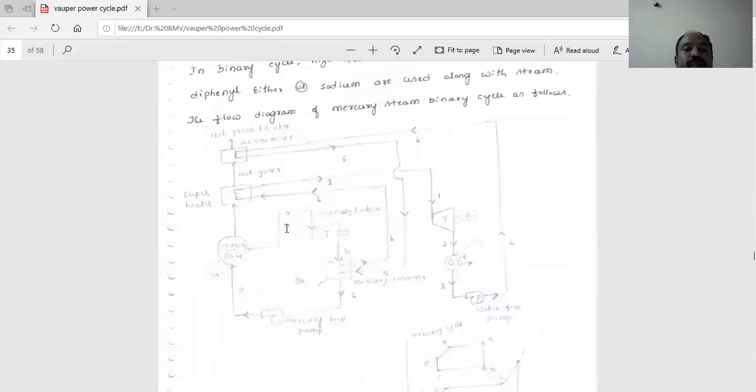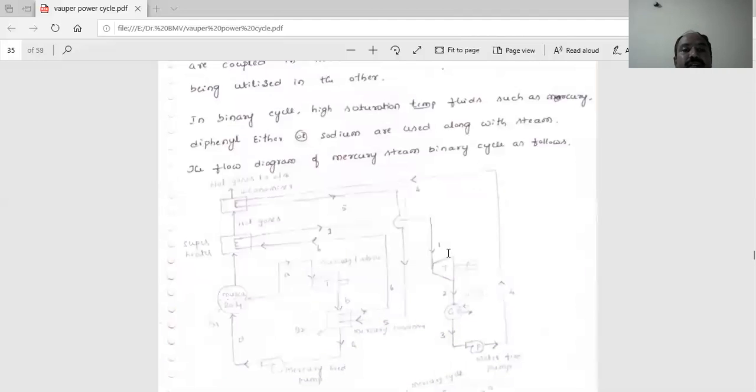The mercury boiler and the steam turbine are coupled to each other in series. That is the working principle behind this binary vapor power cycle. In the mercury cycle we use one chemical component, mercury; diphenyl ether or sodium can also be used along with the steam.